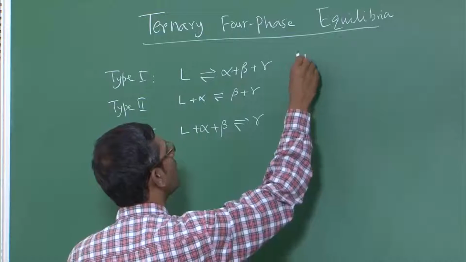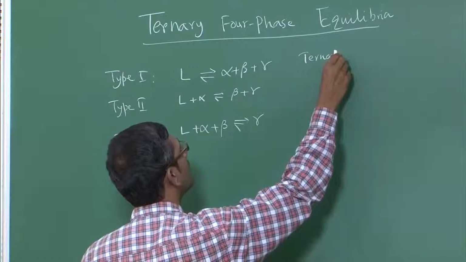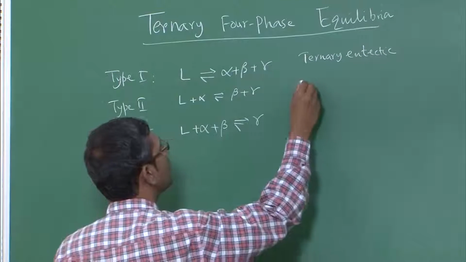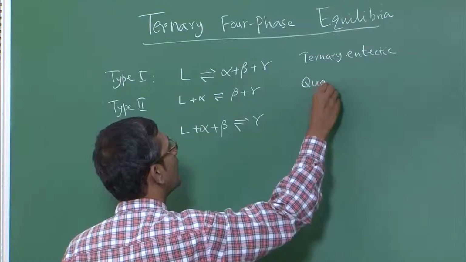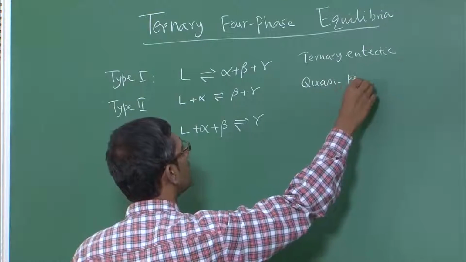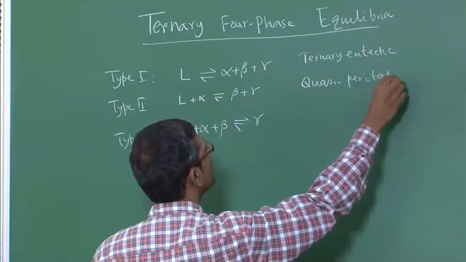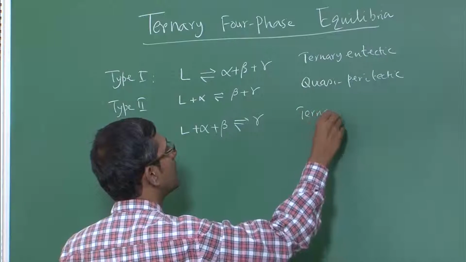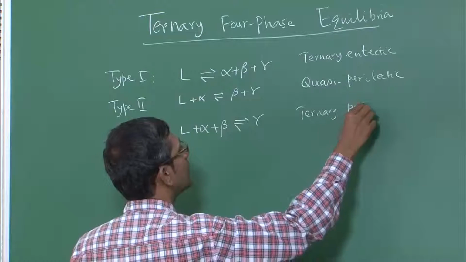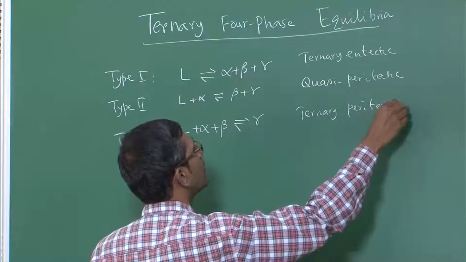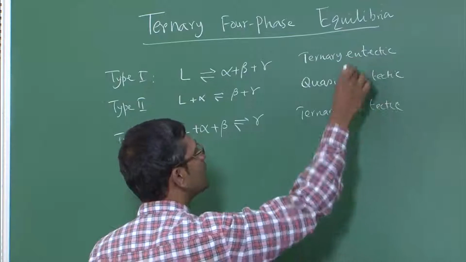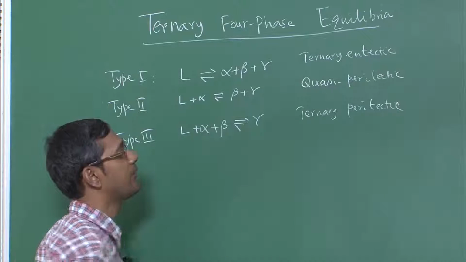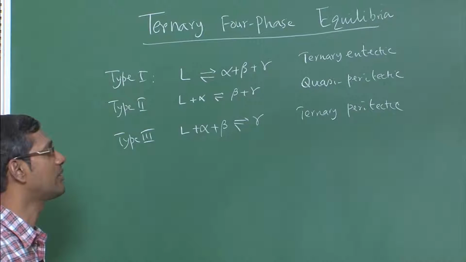So, this we call ternary eutectic, this is called quasi-peritectic. I will tell you why it is quasi-peritectic and how we can analyze it today in the lecture, and the third one is known as ternary peritectic. If you recall, I had a detailed discussion on ternary eutectic, and in the last lecture I discussed ternary peritectic. So, today we are going to discuss the quasi-peritectic.